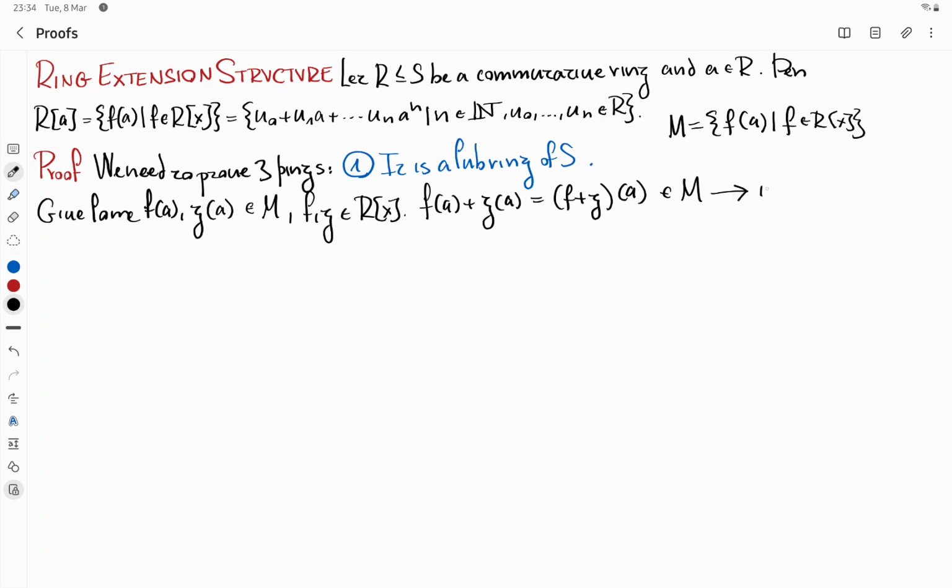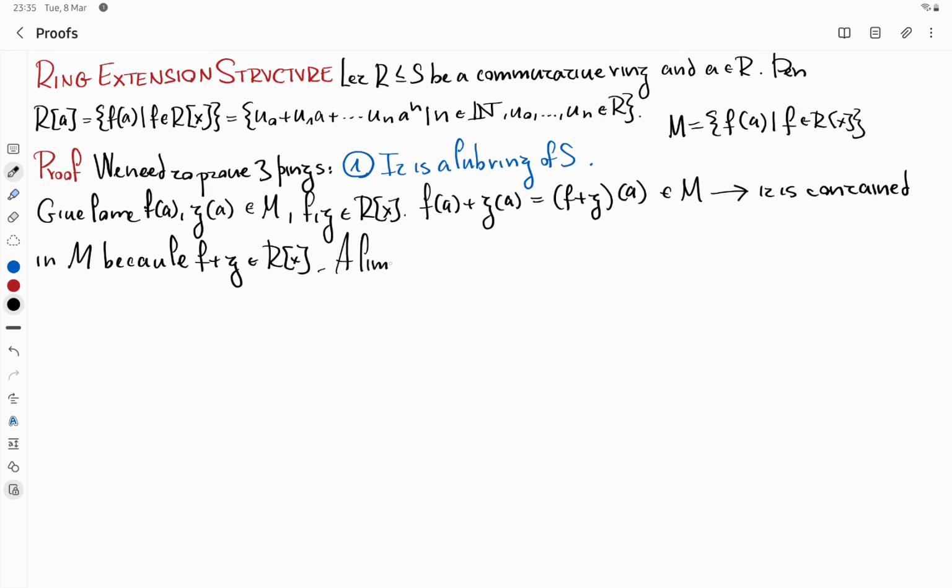It is contained in M because f plus g is contained in the polynomial ring R[x]. And of course, M is taken over the set of all polynomials, right? So this one is also here where A was substituted for X. So this is in M trivially.